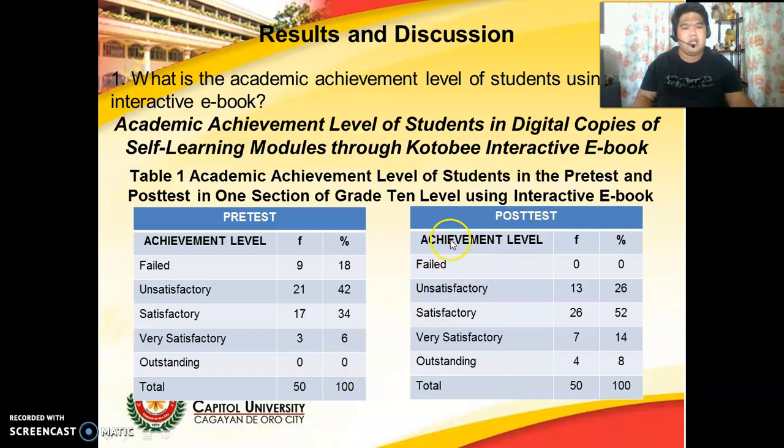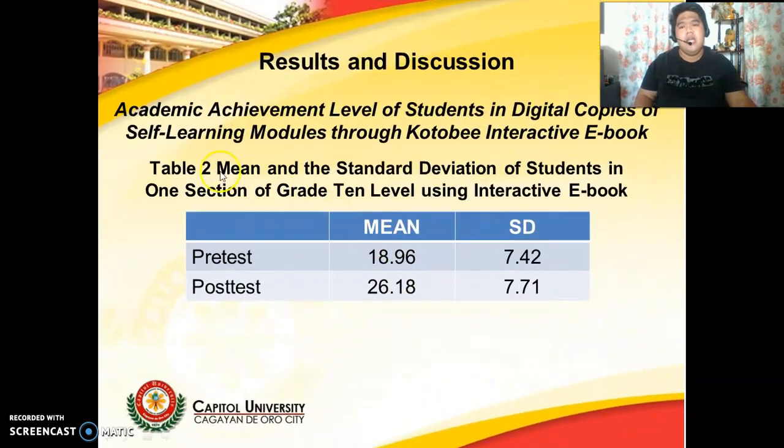For the post-test academic achievement level: failed, 0, that's 0%; unsatisfactory, 13, that's 26%; satisfactory, 26, that's 52%; very satisfactory, 7, that's 14%; and outstanding, 4, that's 8%, for a total of 100%. Now, on academic achievement level, this is Table 2, the mean and standard deviation of students in one section of grade 10 using the interactive ebook.